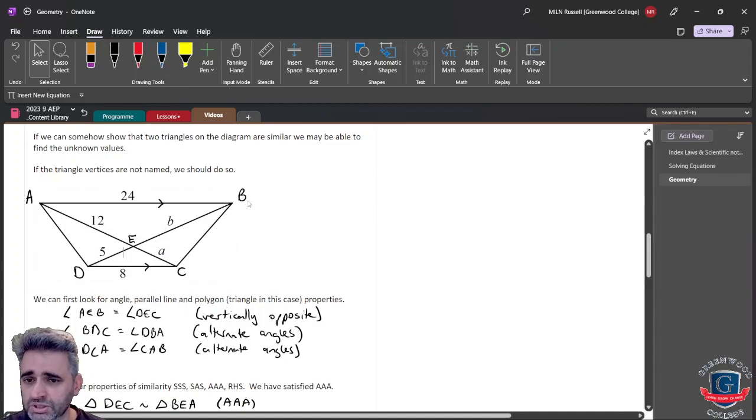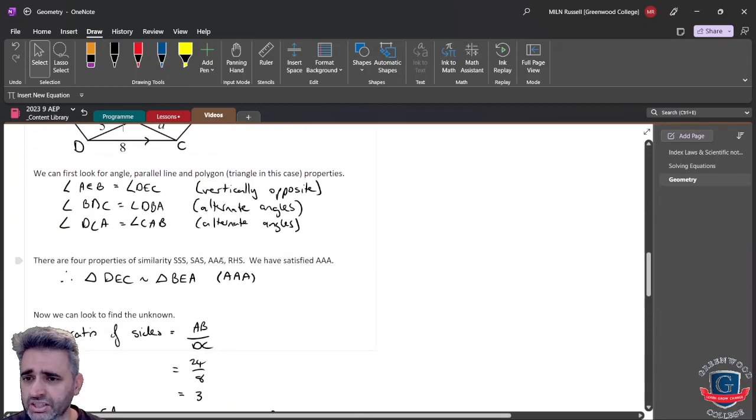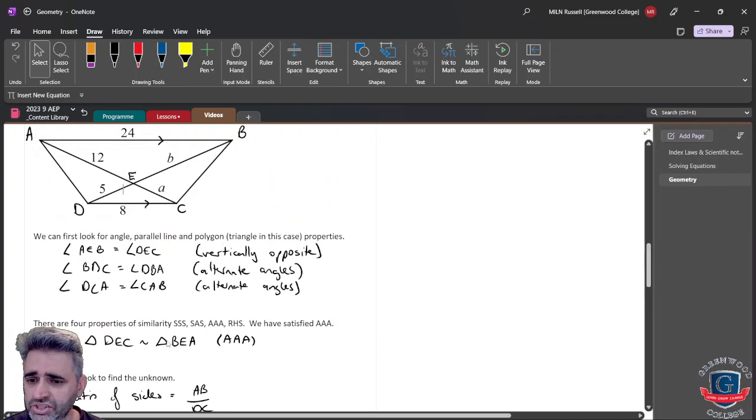And I've written them here, which means that we've got all the angles for AEB and all the angles for DEC, and proven that they've got corresponding angles in each. Therefore, I can say that DEC is similar to BEA, these two triangles, by AAA. And note that in each step of my proof, I've got a statement and a reason.